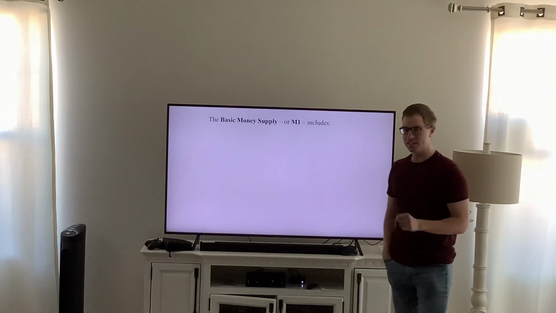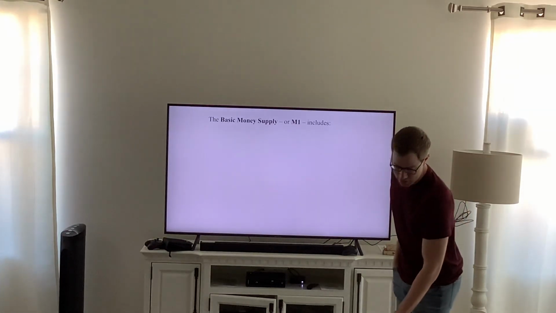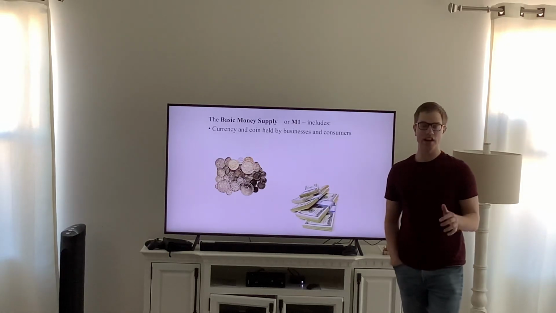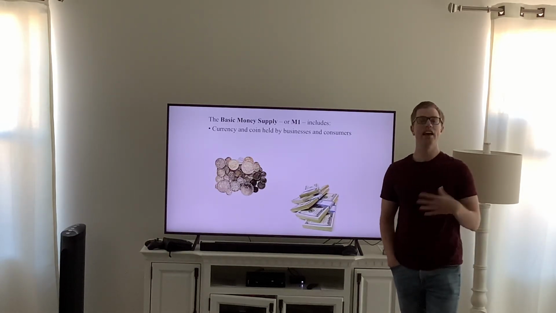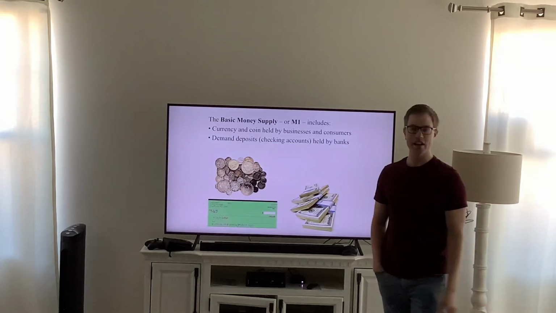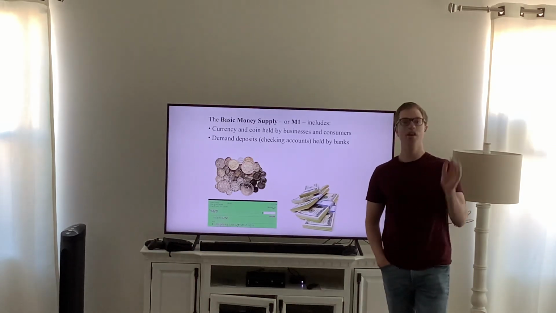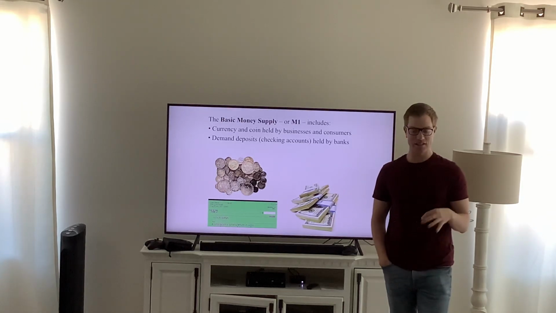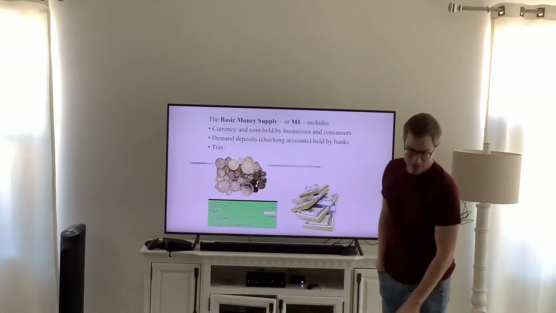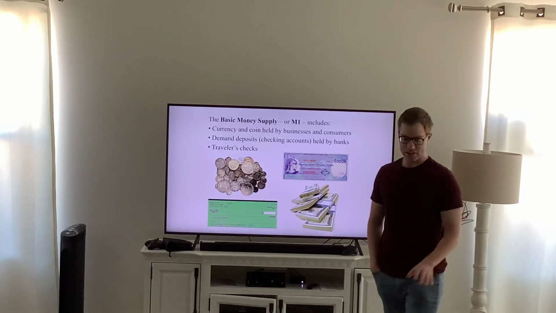M1 is the basic money supply. What M1 includes is those physical dollars and coins that are held by businesses like banks and consumers. How much cash is there really out there? Also, we look at checking accounts. So how much money do people have in their checking account? Not their savings account, but their checking account that they're actively using. And then things like checks. We also look at that. So that's all that's in M1.